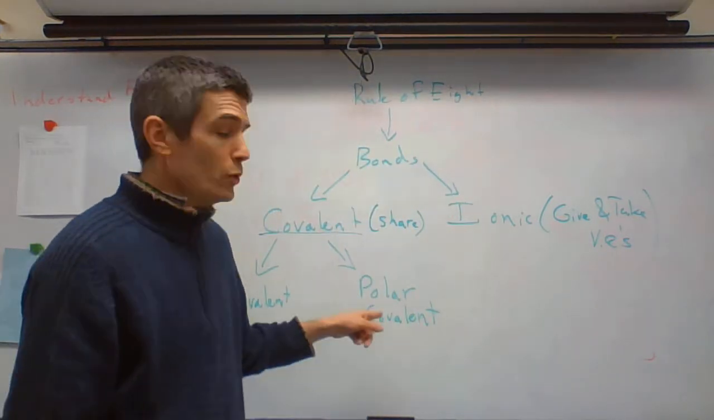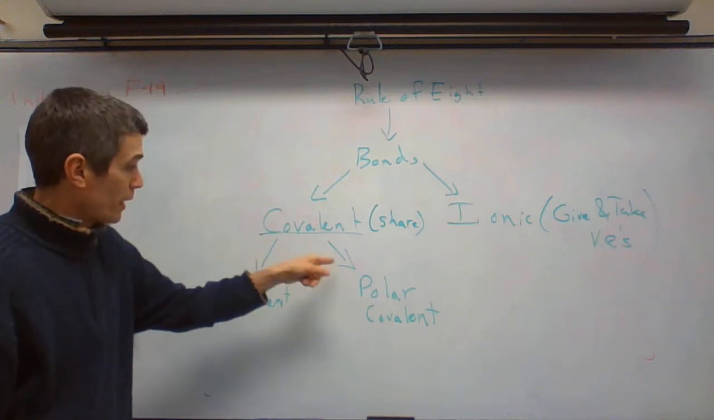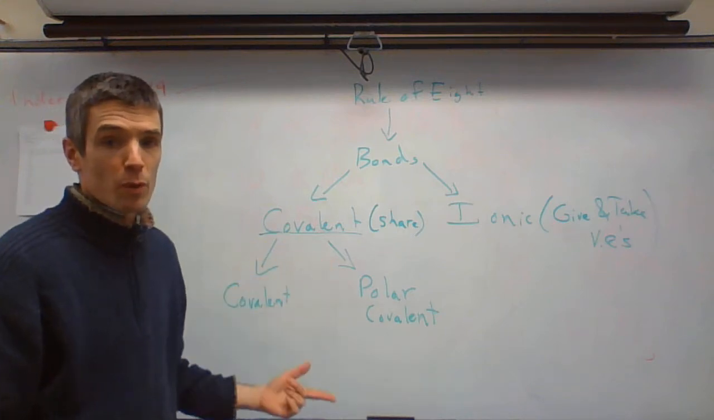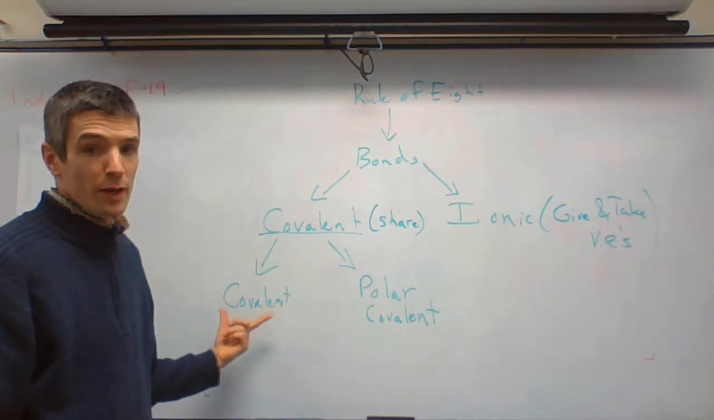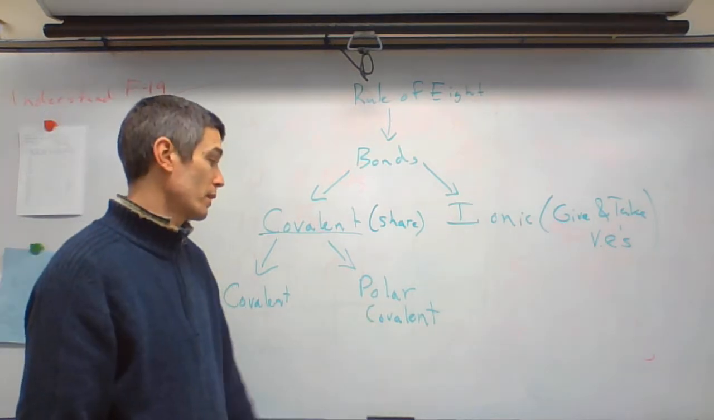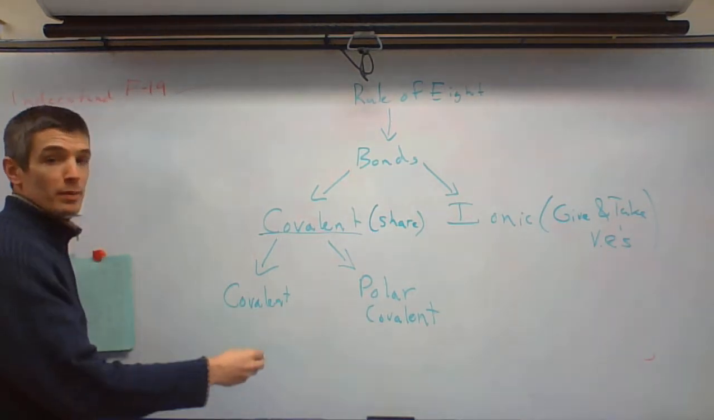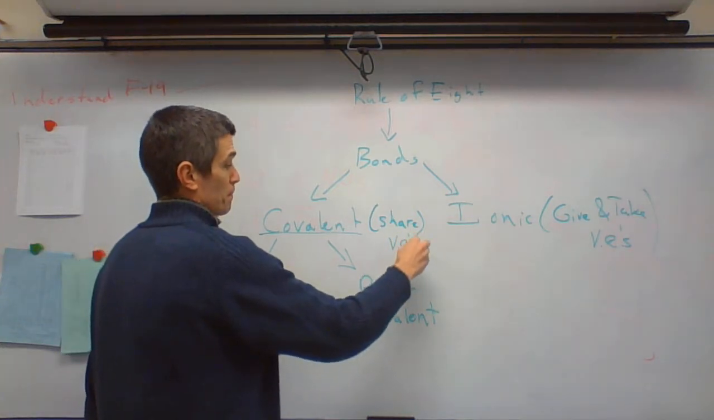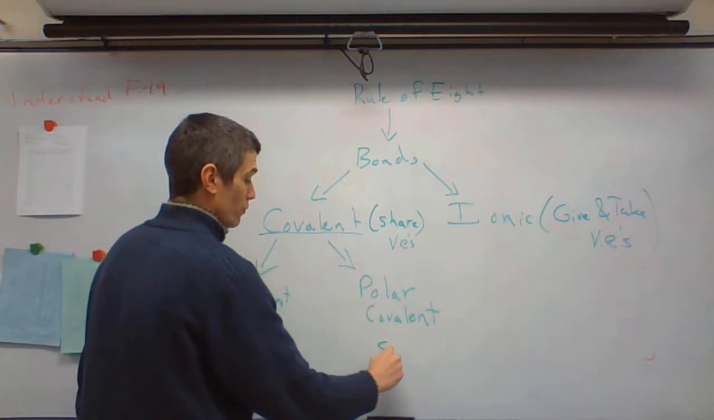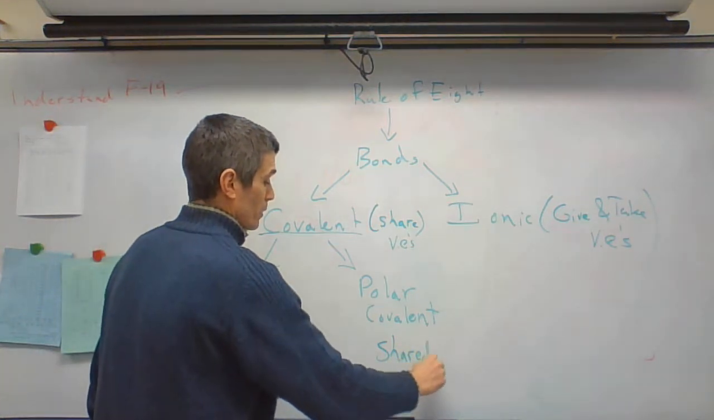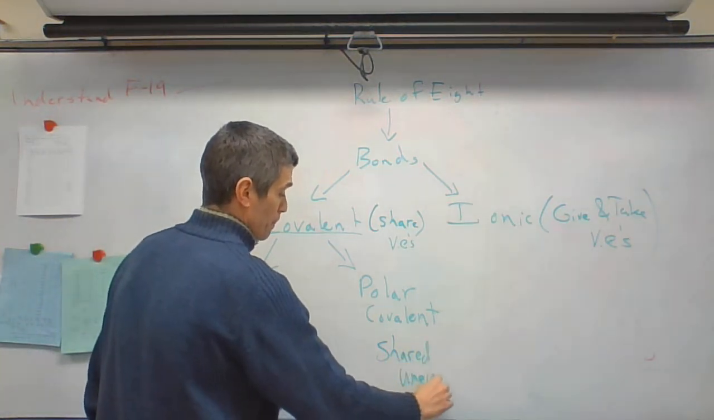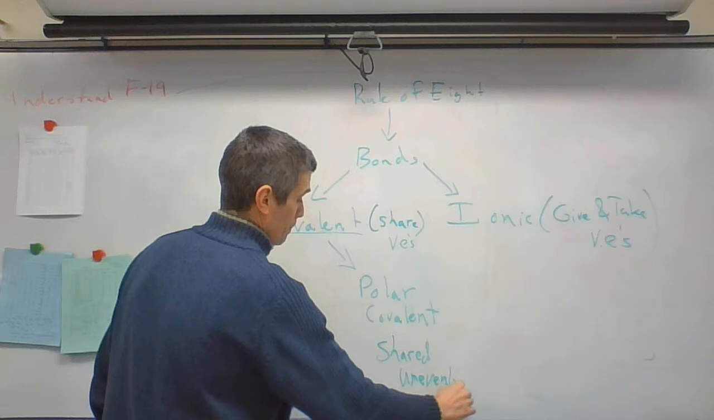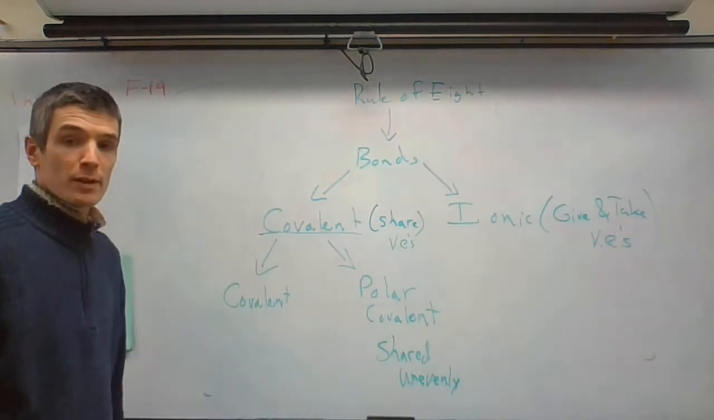Now, you'll notice that I have split the covalent section into two other sections. One is true covalent and one is polar covalent. In both of them, they're shared electrons, valence electrons. But in polar covalent, it's shared unevenly.